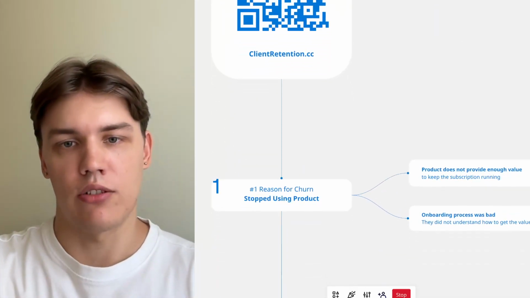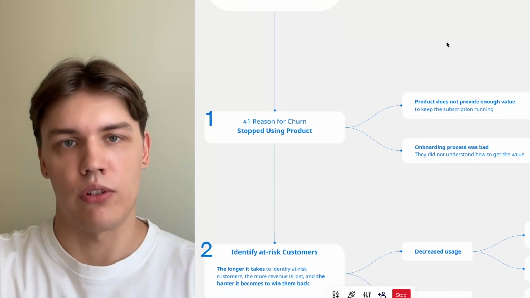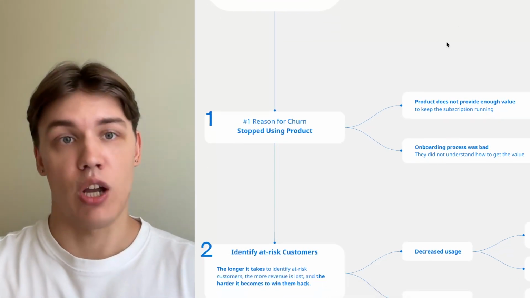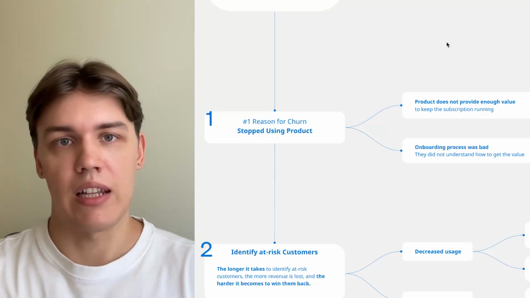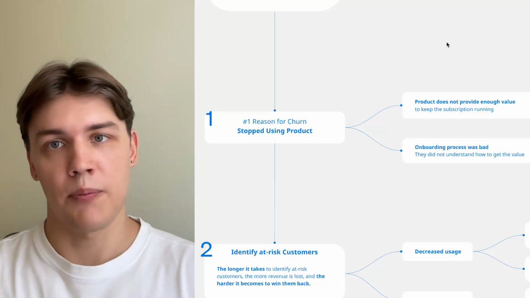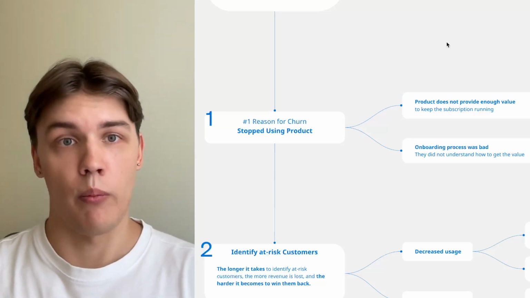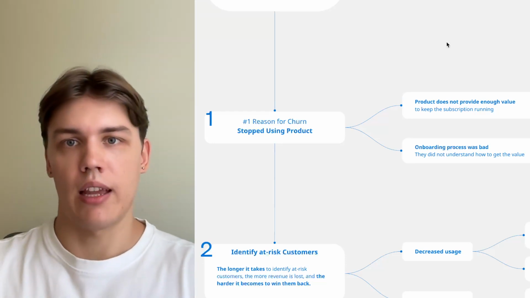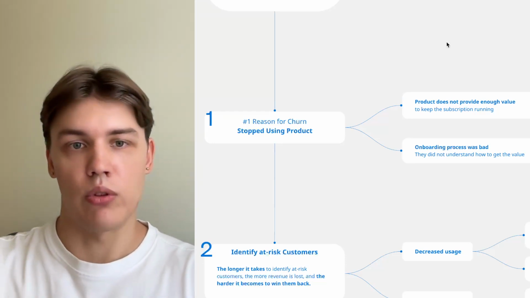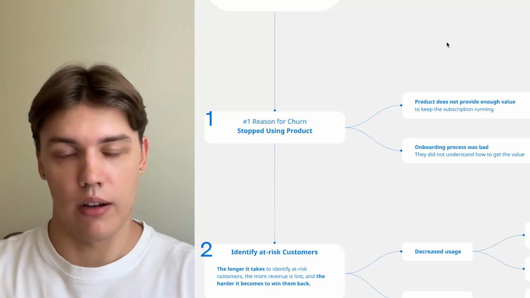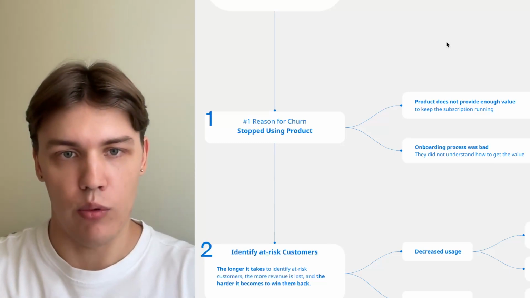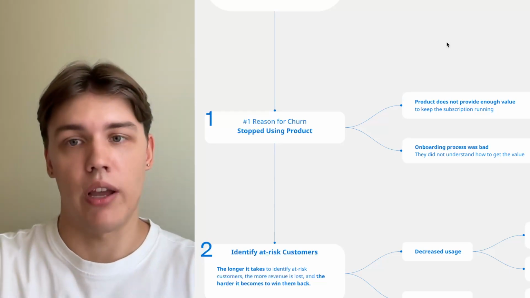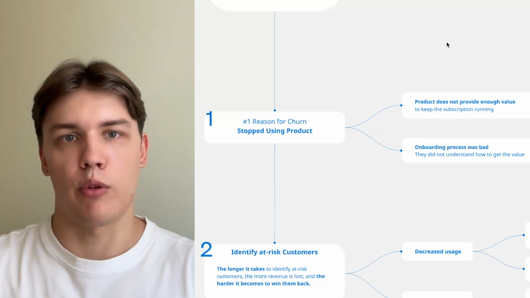Let's begin with understanding the number one reason for churn. The customer stopped using the product. Why might they have stopped? Usually the product does not provide enough value to keep the subscription running, or the onboarding process was so bad they did not understand how to get the value from your product. So it can be a product market fit issue. You targeted the wrong audience that does not get value from your product, or it was an onboarding issue. The customer did not understand how to extract value from your product.